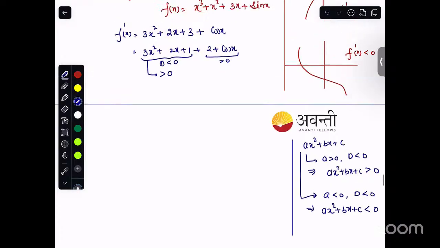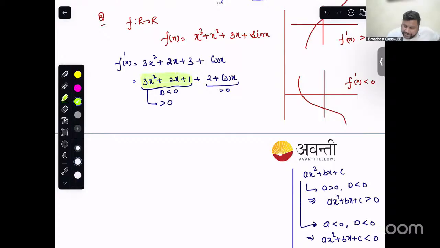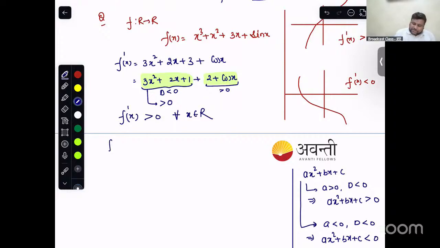Yes, sir. So here, this quadratic is greater than 0, as well as this 2 plus cos x is greater than 0. That means this f dash x is greater than 0 for every x that belongs to the number line. Yes or no? So if the derivative is positive, that means f(x) is always increasing. So the function is 1-1. Again, am I correct up to this point?